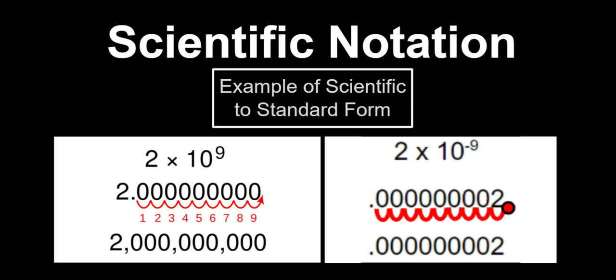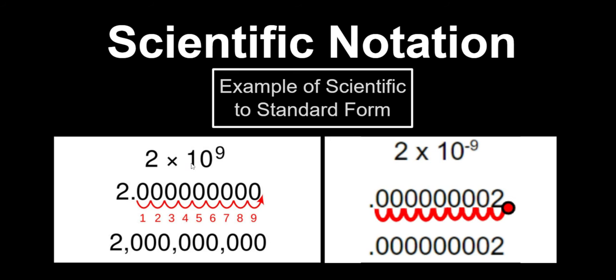So here's an example of scientific notation. At the top, we have 2 times 10 to the 9th power. That's a lot easier to write than the actual number, which is 2 billion. Here, the little 9, the exponent, tells us how many times to move our decimal. The 2 is the number we start with. And it's always to the power of 10, which is just the placeholder.